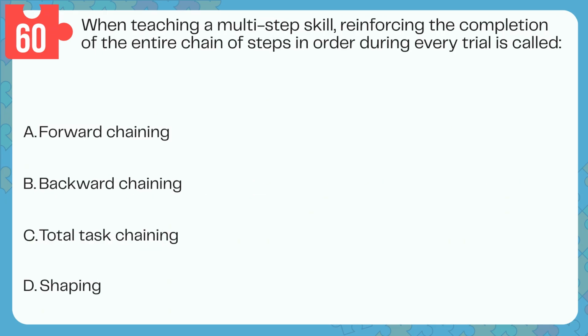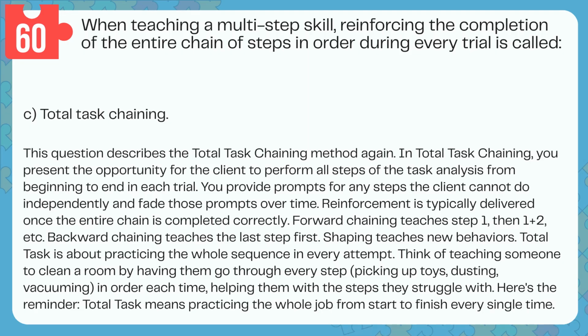Question 60. When teaching a multi-step skill, reinforcing the completion of the entire chain of steps in order during every trial is called A. Forward chaining, B. Backward chaining, C. Total task chaining, D. Shaping. Answer: C. Total task chaining.